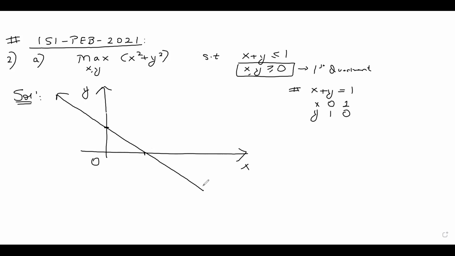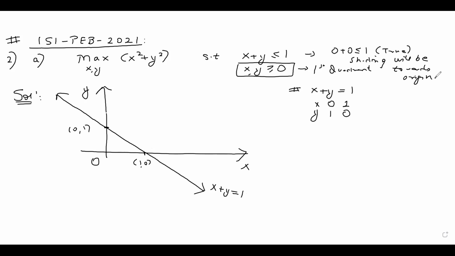So this is my line x plus y equal to 1. And where will the shading happen? So put x and y both as 0. So 0 plus 0 is less than equal to 1, true. So shading will be towards the origin. So my feasible region will be this. This is my set S. Okay. You can clearly see that the set S is closed and bounded.